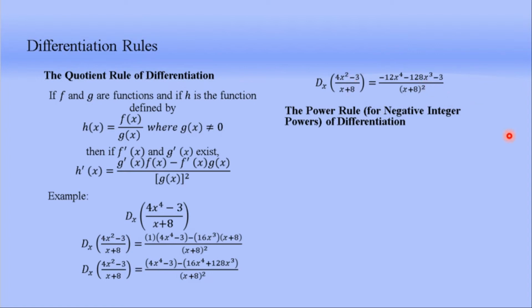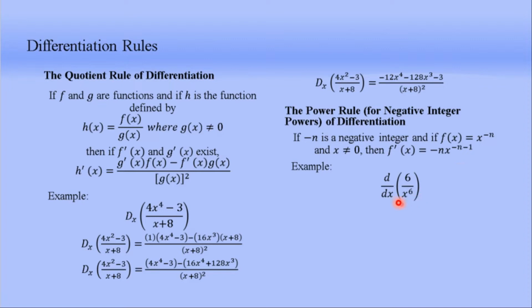Okay, so I think this is the last rule of differentiation. So we have the power rule for negative integer powers. This rule states that if negative n is a negative integer, and if f of x is equal to x raised to negative n, and x is not equal to 0, then the derivative of f of x is equal to negative n x raised to negative n minus 1. I'm sorry.